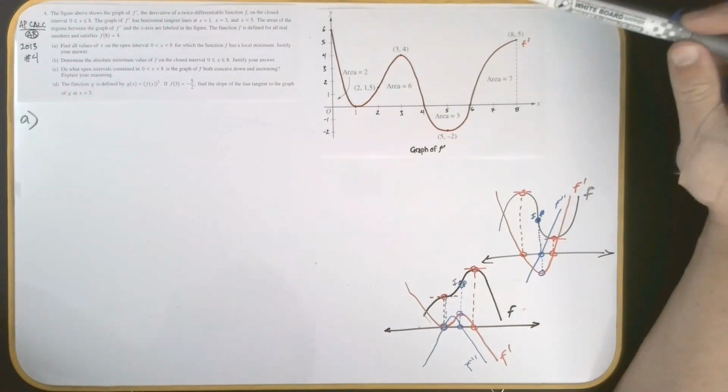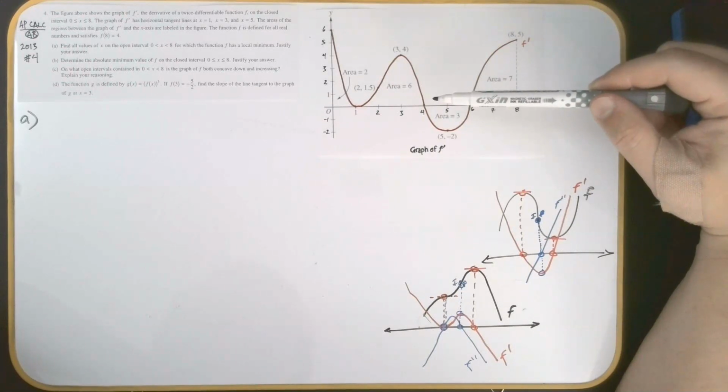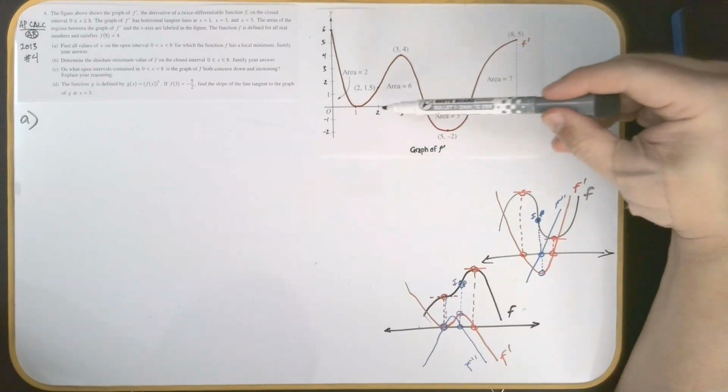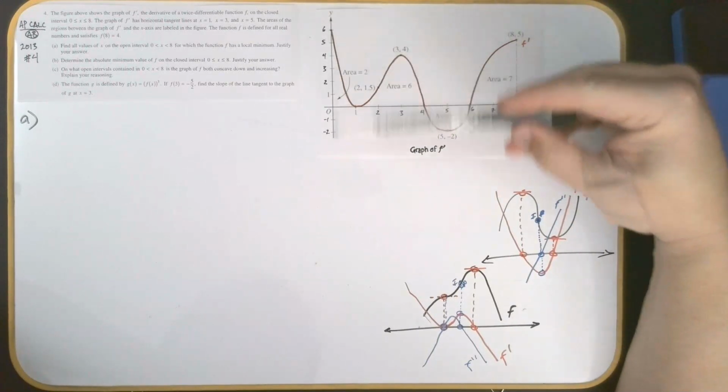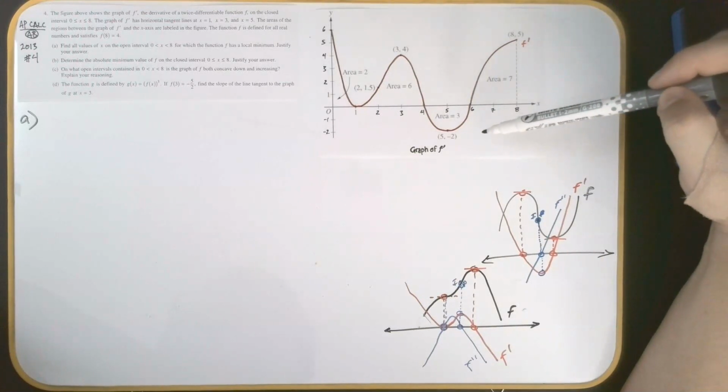It says the figure to the right here shows the graph of f prime, the derivative of a twice differentiable function f on the closed interval 0 to 8. Got it? One other little thing is I put in all the values on the x-axis and the y-axis. I like to clean it up a little bit. It makes it a little easier to understand and read.